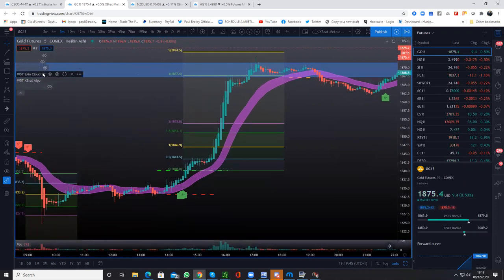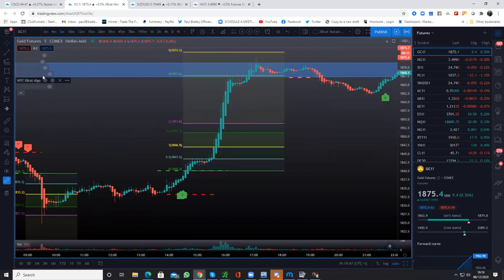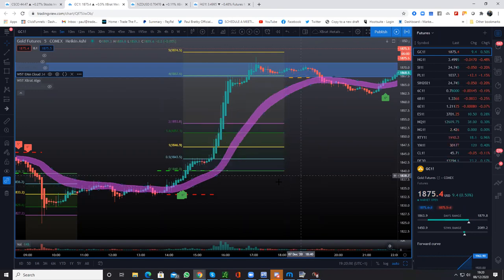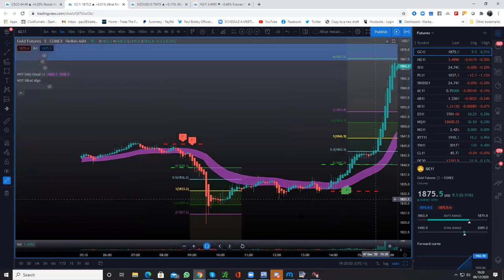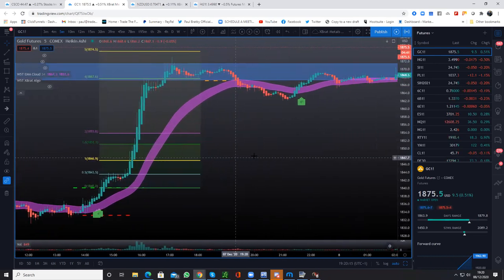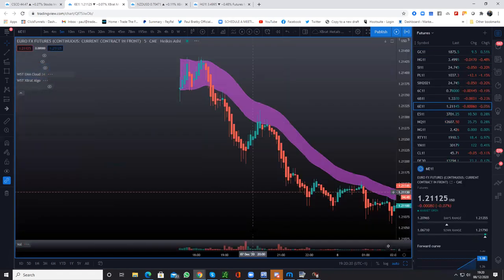With the cloud, you can change it. The idea with the EMA cloud is 21 when day trading. When you have a big parabolic move like that, you can use a 21, but you can also use a 34, which is more conservative if you've got slower moving moves. If you've got a parabolic move, you're going to go to 21, but if you've got a slower move, you're going to go down. What's been slow recently? 6E, okay.